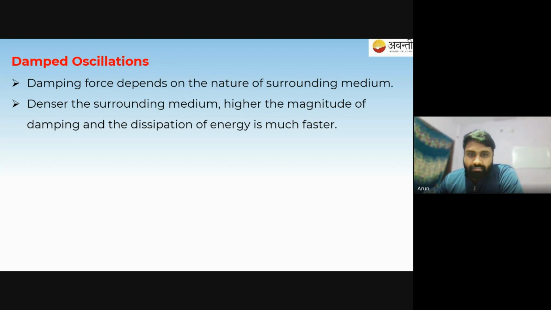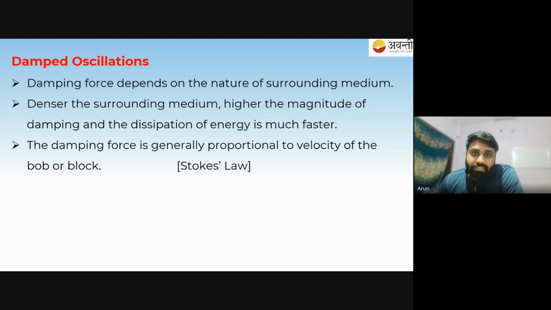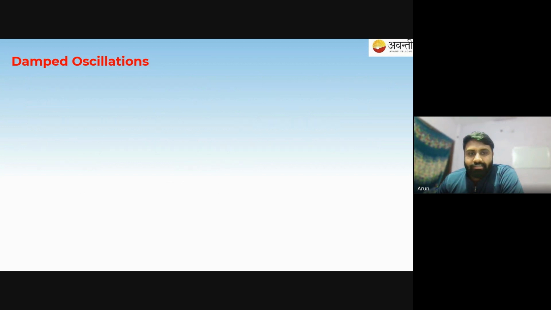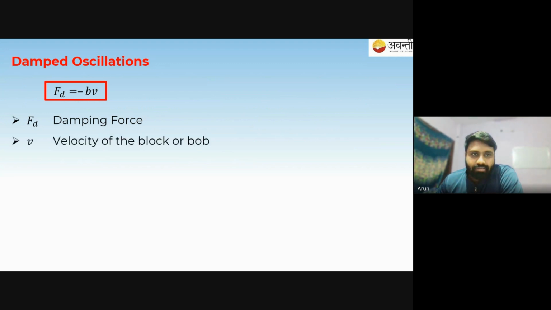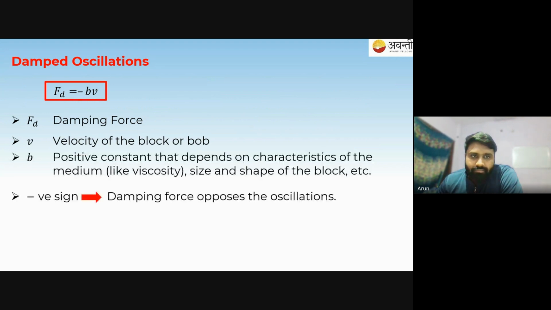Okay. Now, the damping force is generally proportional to the velocity of the block. We have seen it in Stokes' law, and it acts in the opposite direction. So here the damping force will be minus bv, where b is the constant. Fd will be termed as the damping force. Now, b is some positive constant that depends on the characteristics of the medium, especially the viscosity, and the size and shape of the block. The negative sign means that it is opposing the oscillation. Okay.